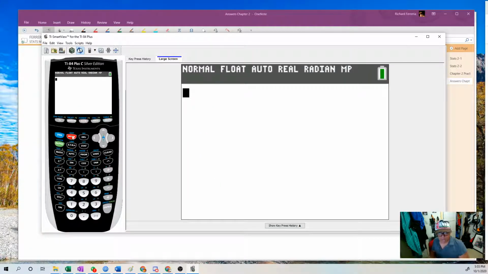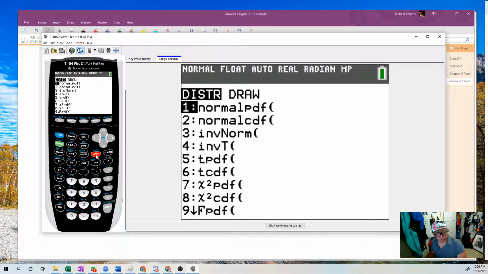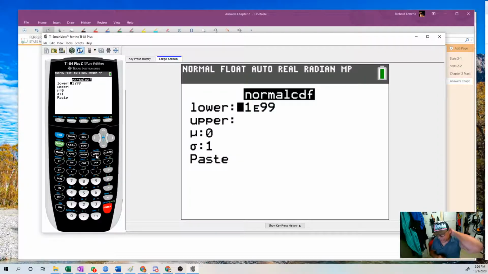Now I have no doubt that you all have your way of solving for this. Go to the internet, look for a normal calculator, but I'm going to go ahead and use the TI-84. In the TI-84, we're going to go to second vars, which brings up our distribution menu. We're going to go to normalcdf, which stands for normal cumulative distribution function. And we're going to do this 2 times.